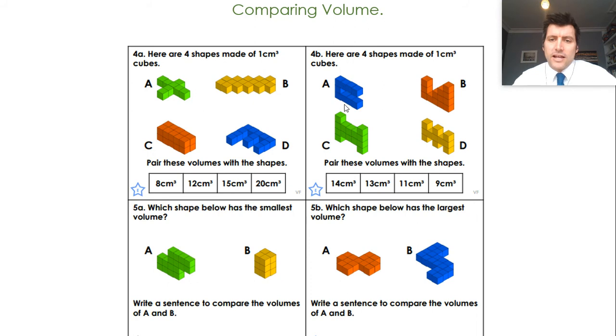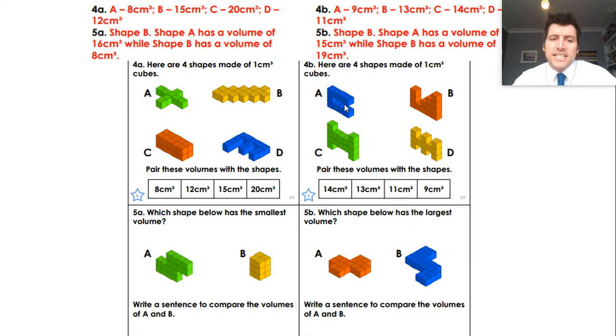Good job. And hopefully now you can see that 8 centimeters cubed, as we say, was the green A, 15 centimeters cubed for yellow B, orange C was 20 centimeters cubed, and D was 12 centimeters cubed. Looking then at the second set, 9 centimeters cubed for that blue A, 13 for orange B, C was 14 centimeters cubed, and yellow was 11 centimeters cubed.